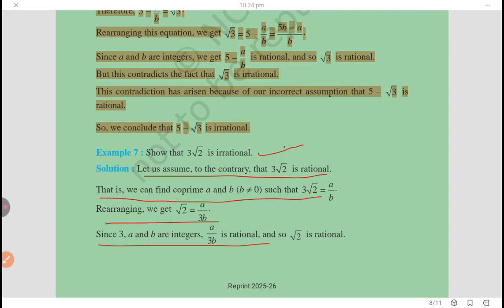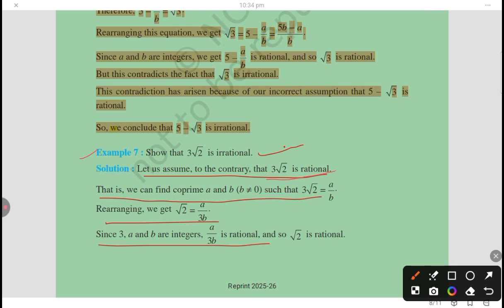Now example 7. Show that 3 root 2 is an irrational number. For every question of this kind, you should assume the number is rational. So here, assume 3 root 2 is rational. If you are assuming it is rational, then it should be in the form of a by b, the p by q form, where b should not be equal to 0.